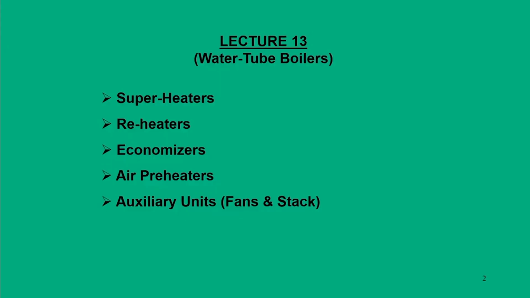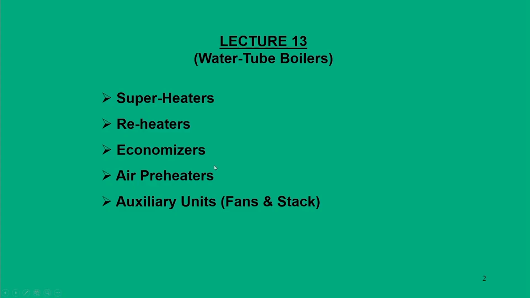In the last lecture we covered the water tube boilers and modern steam generator systems. These modern steam generator systems mainly constitute some important heat exchangers like superheaters, reheaters, economizer and air preheaters. Apart from that, there are auxiliary units like fans and stacks. So, these things need to be discussed.